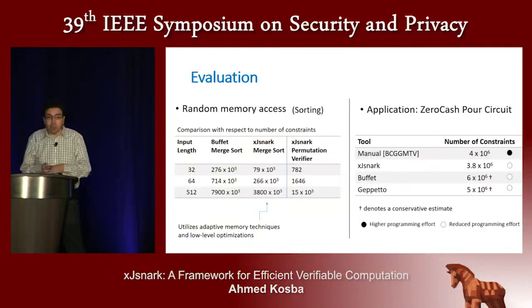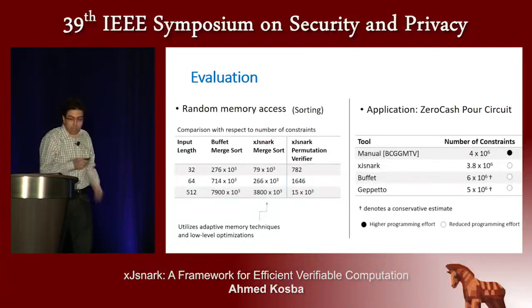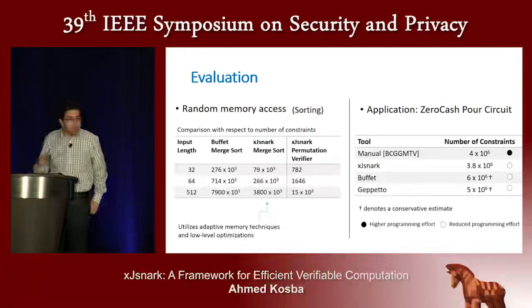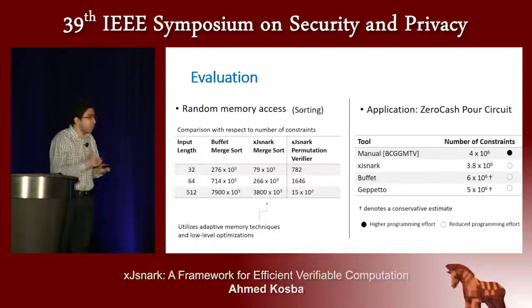Additionally, we've chosen one of the applications that were developed manually, and we wrote it using our xJsnark. And here we show that our framework was able to get to the manual implementation of Zerocash. I'm not going to say it beats the manual implementation because it's always possible to modify any manual implementation to be better, but at least we can now take automated tools to reach manually developed tools for some applications.